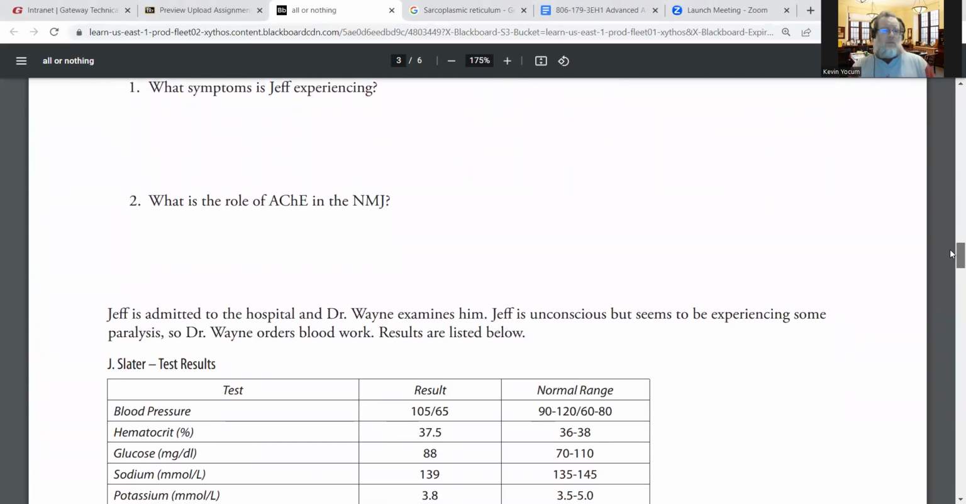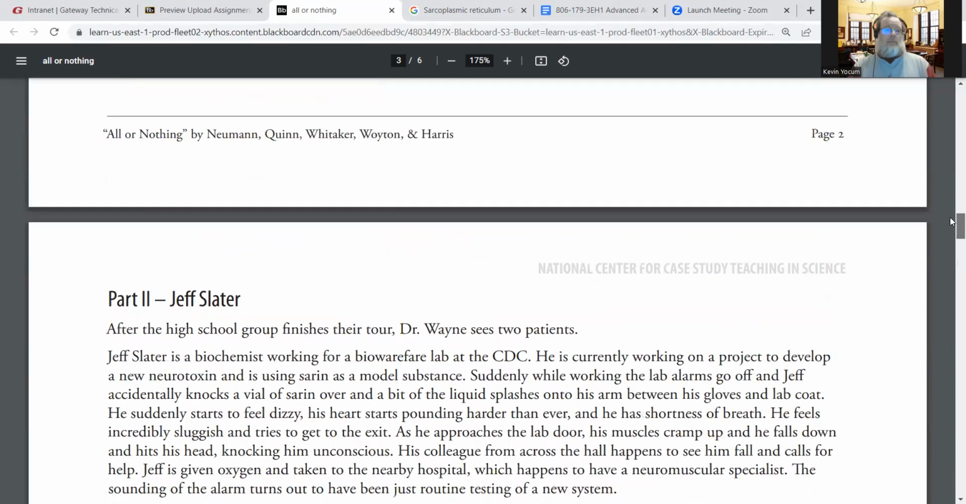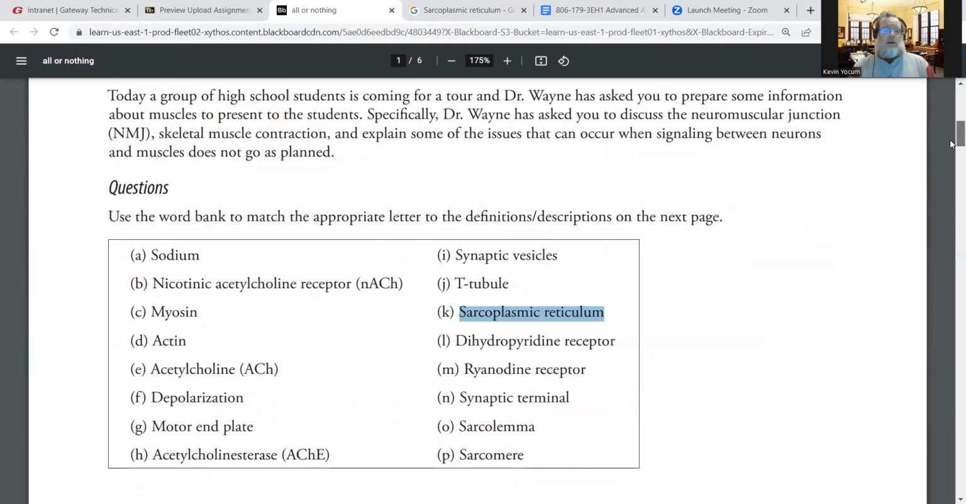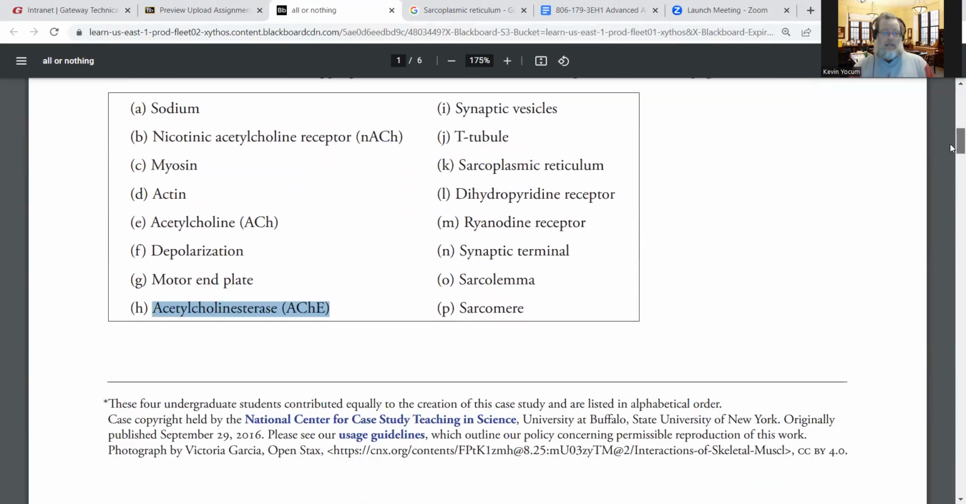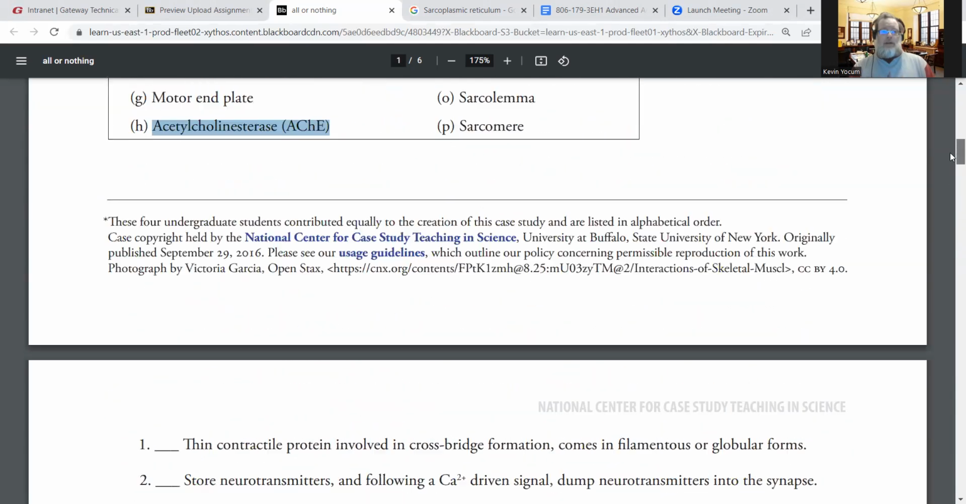So then I'll ask, what's the role of acetylcholinesterase, or AChE? Remember, it's -ase at the end, so we know that it's got to be some sort of enzyme. So it's going to break down acetylcholine potentially in the NMJ, which is short for neuromuscular junction. So right up here, you probably had acetylcholinesterase, so you've already matched AChE with the proper definition.